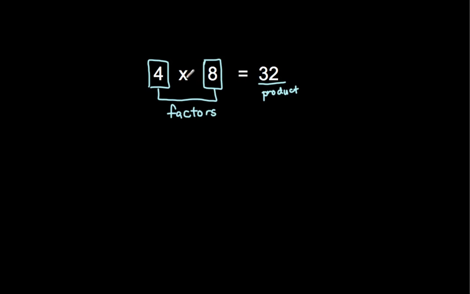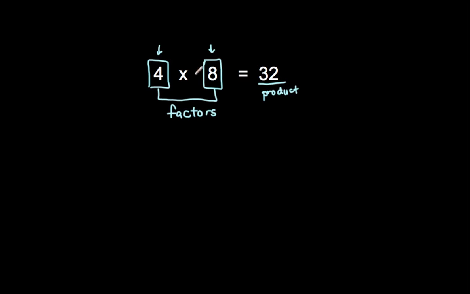Again, I just want to focus on this word factor, because once you understand what a factor is, it makes your world a whole lot easier when it comes to division. So once again, in multiplication, the 4 is a factor and the 8 is a factor. When I multiply the factors together, I get a product of 32. So 4 times 8 is 32. 4 and 8 are factors in this problem.